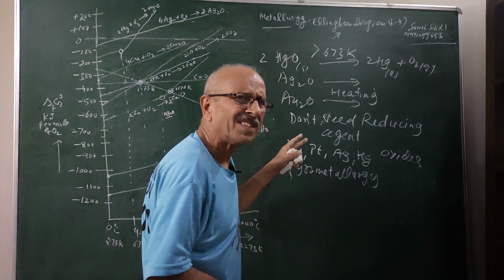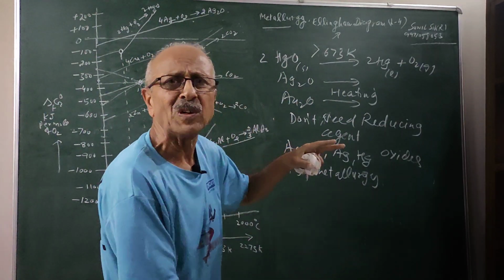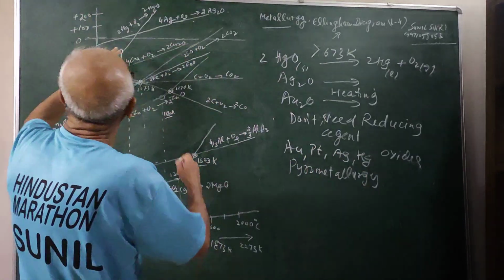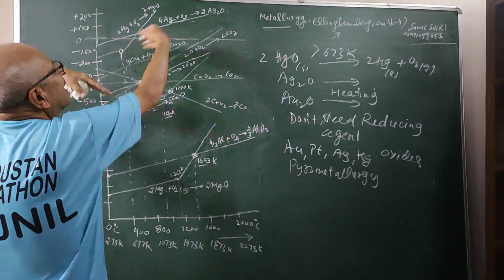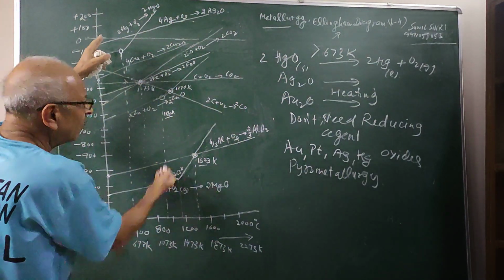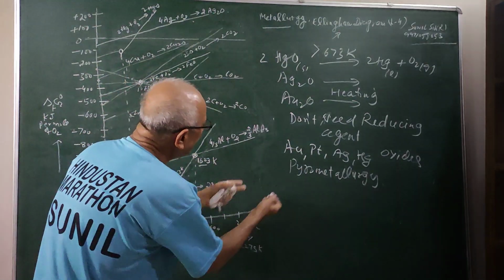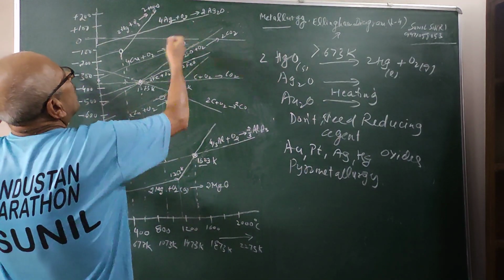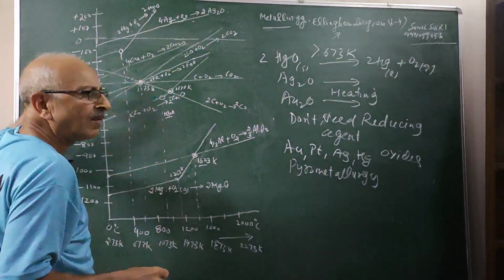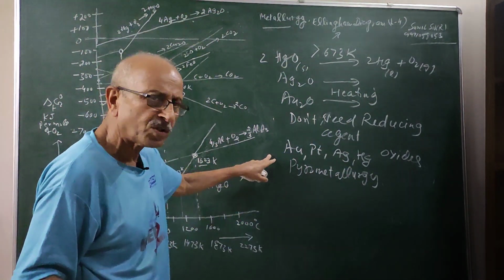In the activity series, they have very low reactivity. They are lying at the bottom of the activity series, and therefore they are lying on the top of the graph. Their delta G0 value becomes positive above a particular temperature. In fact, as the temperature increases, delta G will become positive for a large number of metals. But students, we have to see how much temperature is required for dissociation.